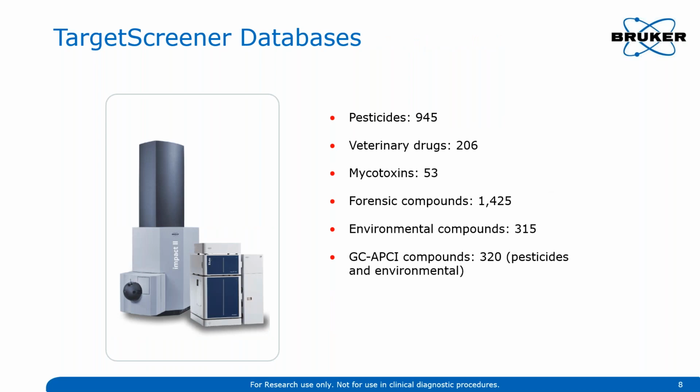TargetScreener 4.0 also expanded the supplied database. Now it includes over 900 pesticides, over 200 veterinary drugs, over 300 environmental compounds, and more than 300 pesticides and environmental compounds that have been added to a dedicated GC-APCI database.